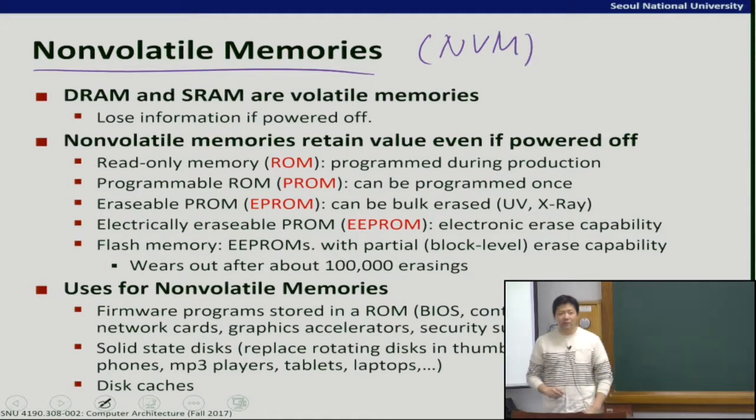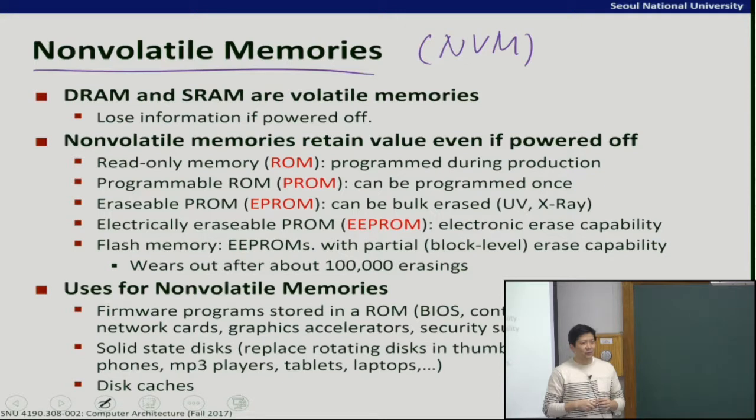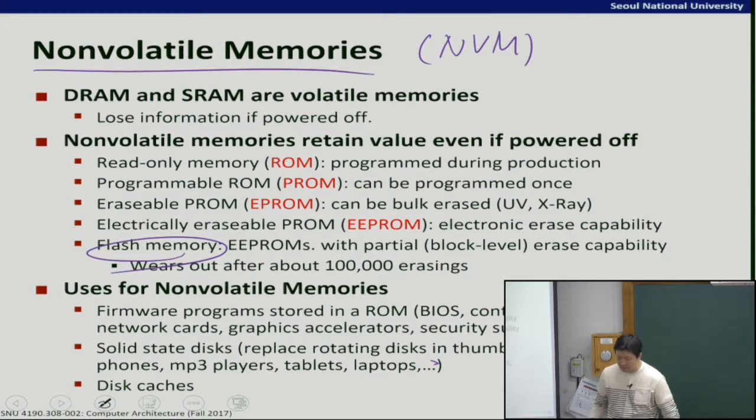So what is the best known NVM today, the best known non-volatile memory device? Flash memory. Flash memory is the best known example of NVM today. If you use a USB drive, or an SSD, all these things are made out of flash devices. Flash devices are the best known example of non-volatile memory. Non-volatile memories retain their value even if power goes off.